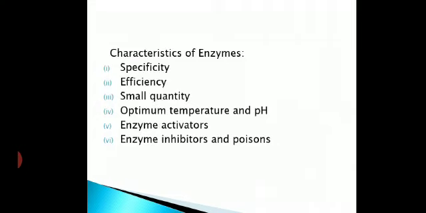Now the characteristics of enzymes. They are specific in nature. That is, each enzyme catalyzes only a particular kind of reaction, so they are highly specific. As I just said, the enzyme urease is used to convert urea into carbon dioxide and ammonia. Zymase is used to convert glucose into ethyl alcohol. Invertase is used to convert sucrose into glucose and fructose. So enzymes are highly specific in nature.